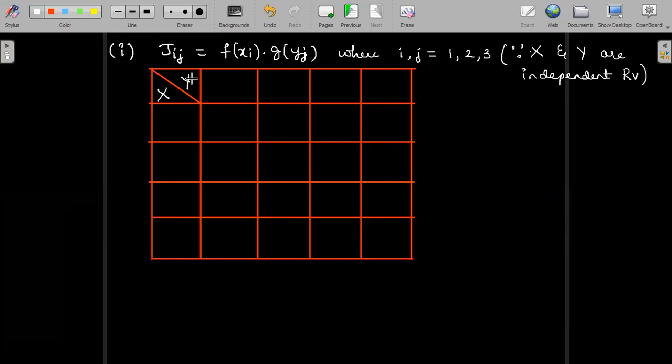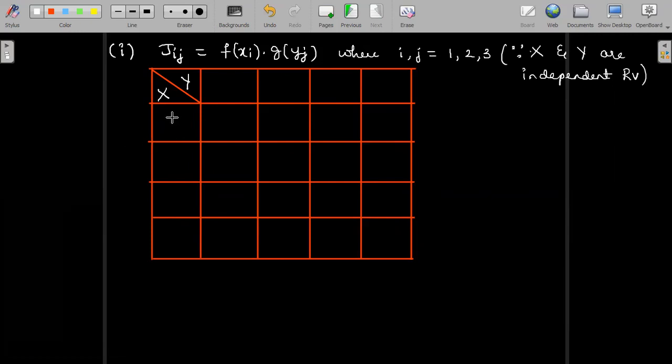We will fix one of the values, meaning we fix X equal to the first value, and then multiply with every g of Yj. So row wise, for every column we can fill the value and proceed. Then the second row, every column, then the third row, like that we can proceed. First I'll write the overall look.